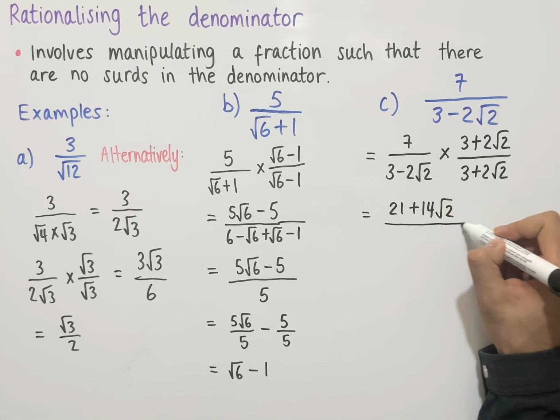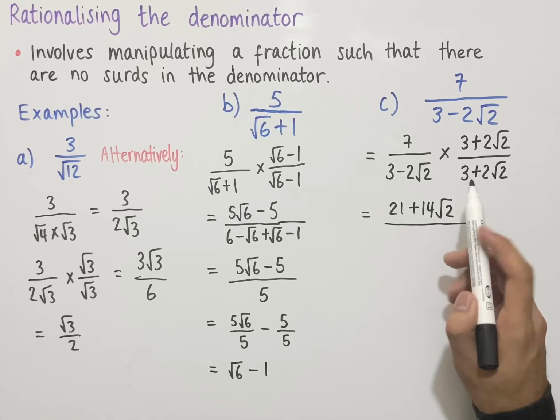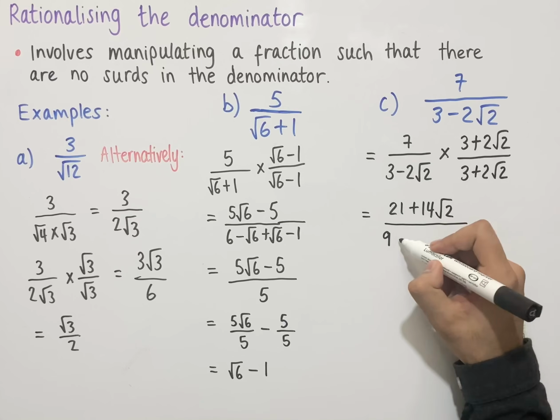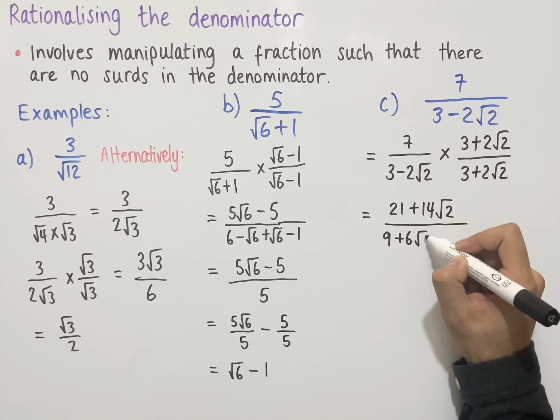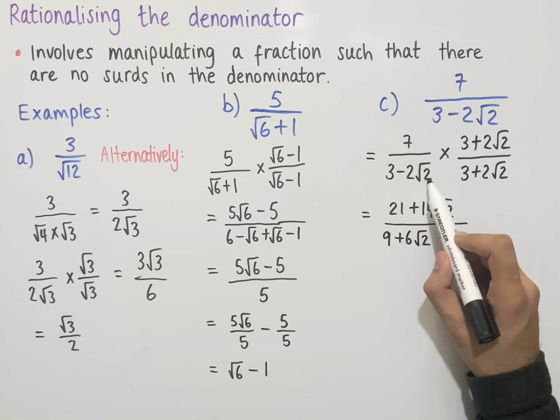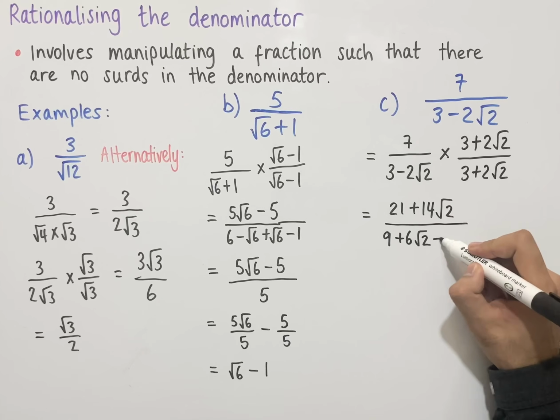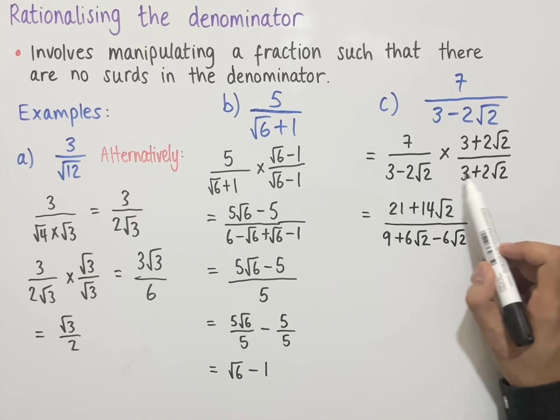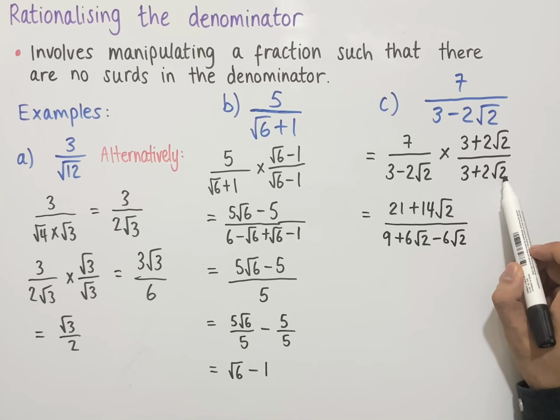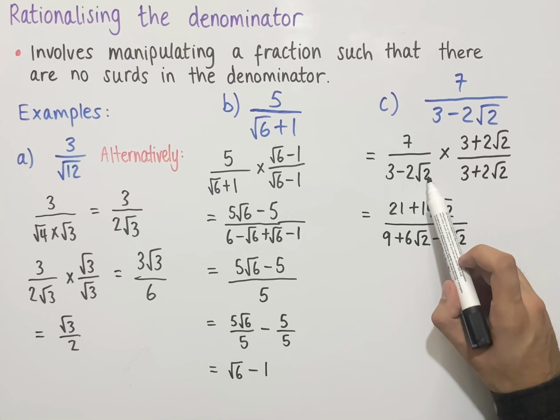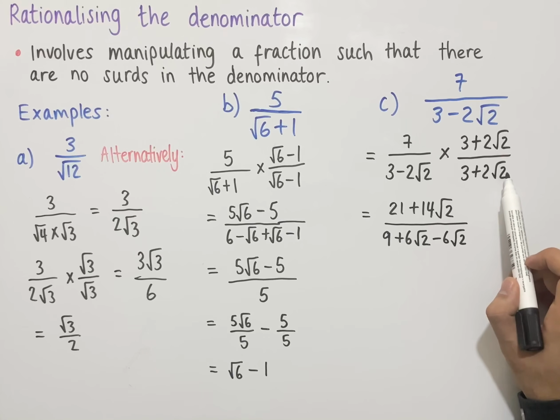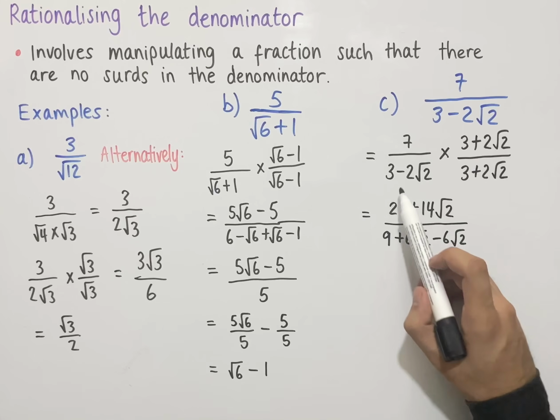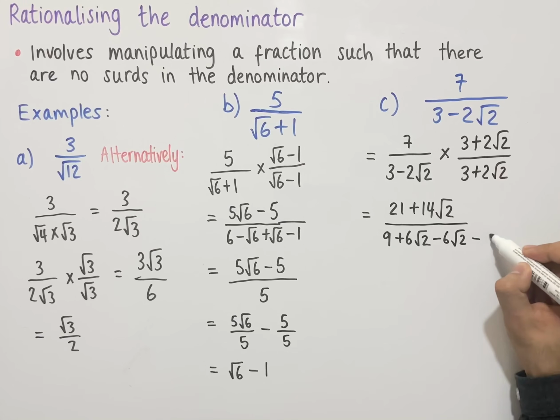In the denominator, we have the following. So 3 times 3 is equal to 9. 3 times 2 root 2 is equal to 6 root 2. Then we have minus 2 root 2 times 3, which is minus 6 root 2. And then we have minus 2 root 2 times 2 root 2, which gives us the following. So root 2 times root 2 is 2. 2 times 2 is 4. Times the 2 again is 8. And we have a minus here, so we have minus 8.